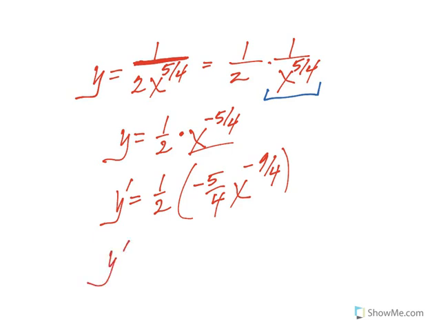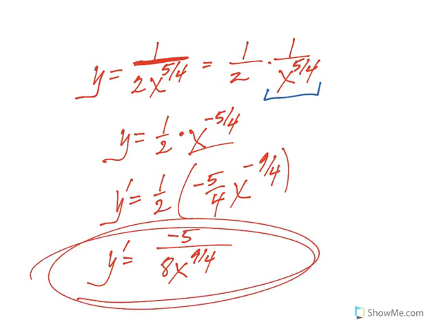And then, of course, I just clean this up with positive exponents. So I get a -5 on the top. I have 8x to the 9/4 in the denominator, and that is my derivative. Let's take a look at another example.